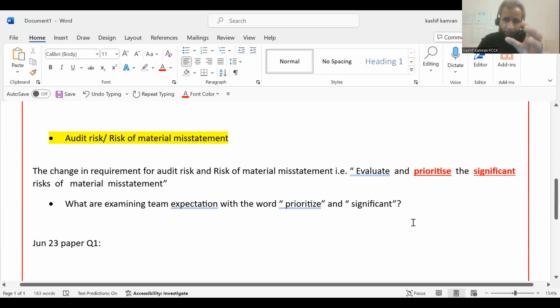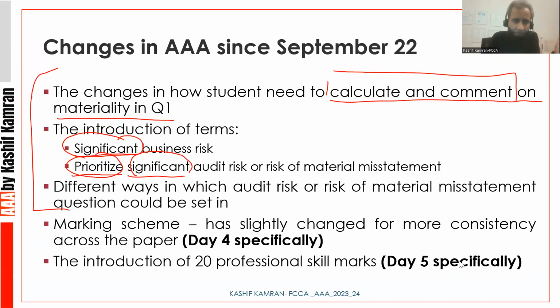Then the introduction of the term significant with business risk, and then the introduction of the word significant and prioritize for audit risk and ROM. The fourth and the final change, if I can just take you first to the presentation. In the presentation, we talked about number 1, the changes in how to calculate and comment on the materiality.